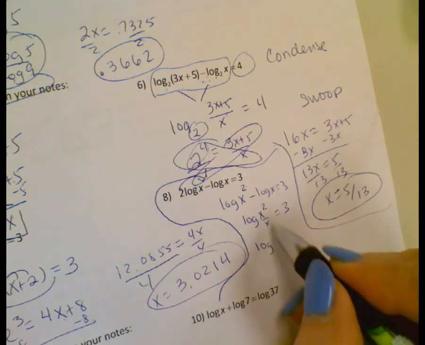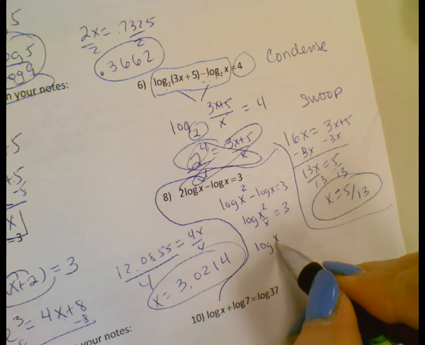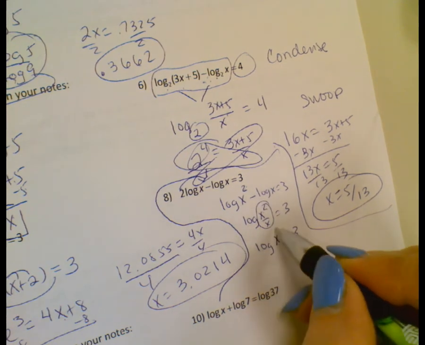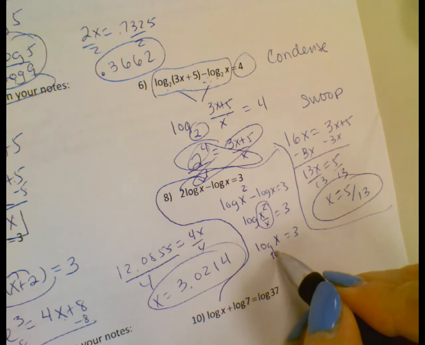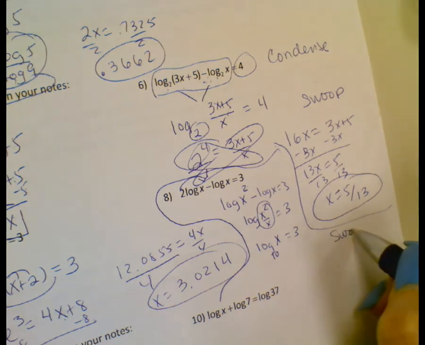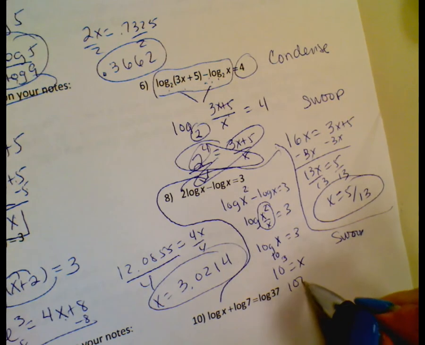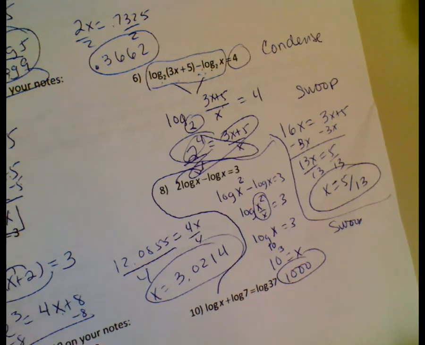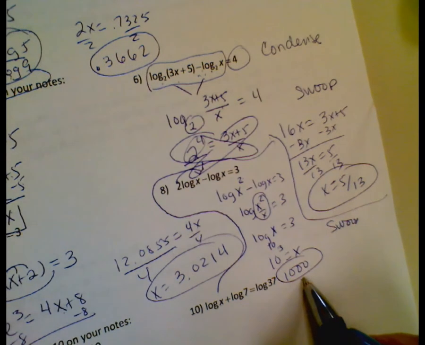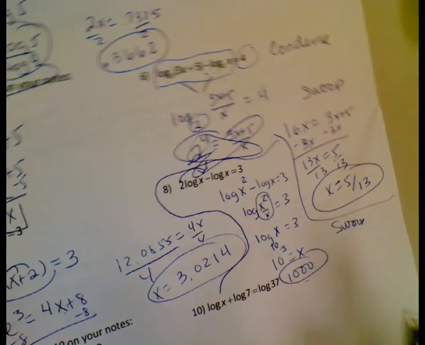Now before I do anything, x squared divided by x is x. So you might as well simplify this to x. Now the base for log is 10. So now we're going to swoop. So it's 10 to the 3rd equals x. 10 to the 3rd is 1,000. And that's your answer. That's going to be a hard answer to get on the calculator because it's so big. So you might want to know how to do these.